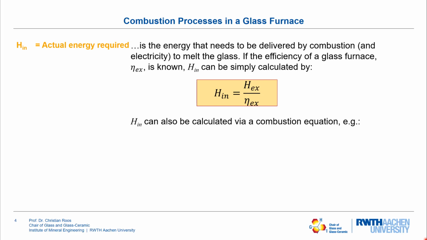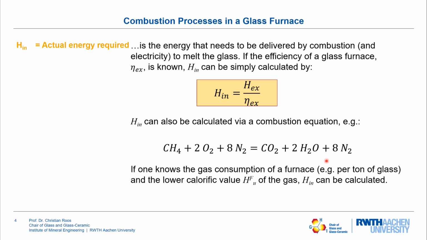H in can also be calculated with the help of a combustion equation. A simple example is given here, in which methane is burned with air consisting of approximately 80% nitrogen and 20% oxygen to CO2, water and the nitrogen, which does not take part in the reaction. So if one knows the gas consumption of a furnace, for instance per ton of glass, and the lower calorific value of the gas is known, H in can be calculated.